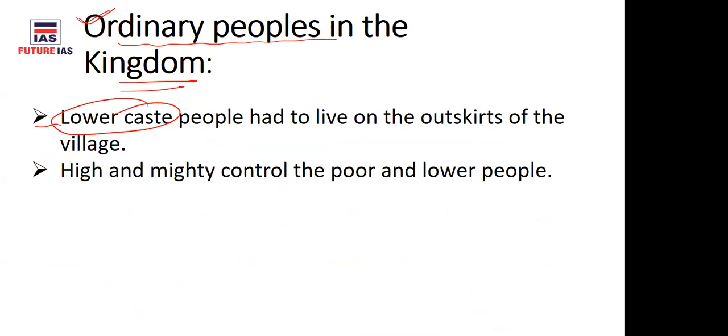Okay, next, understand the ordinary people in the kingdom. So ordinary people basically belong to the lower caste, and these lower caste people used to stay on the outskirts of the villages. Okay, because the powerful persons used to stay at the center, and they forced such people, also called the lower caste, to stay outside of the settlement.